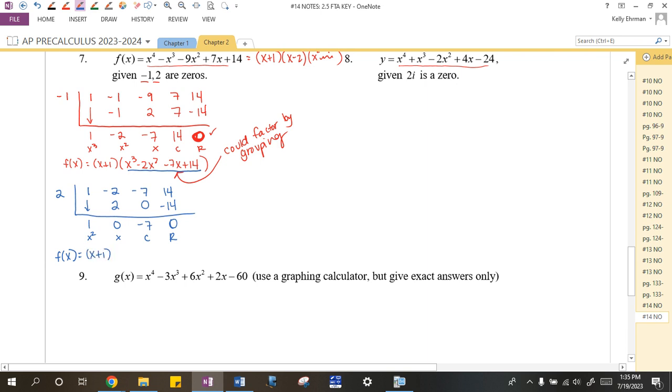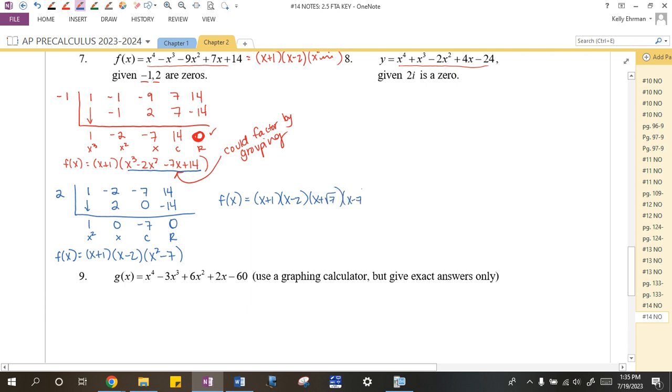And now we just figured out that this x cubed part of the function is factored into x minus 2, because of what we divided by, times x squared minus 7. And x squared minus 7 gives us our zeros. We can factor that a little bit further. So the linear factorization of f of x is x plus 1, x minus 2, x plus radical 7, x minus radical 7.